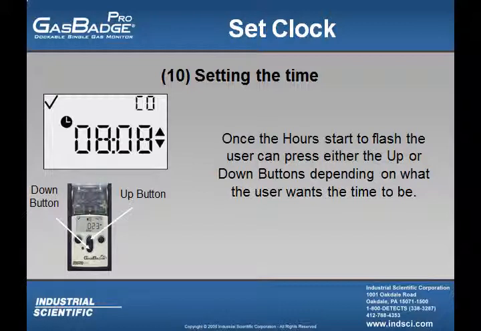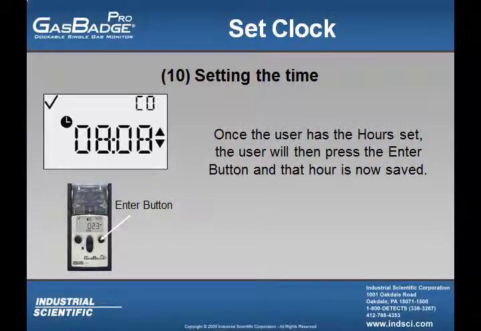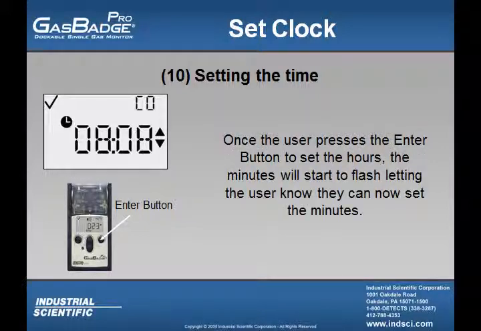Once the hours have started flashing, they can now press either the up or down buttons on what the hour should really be, in a 24-hour format. After the user has the hour set in the instrument, they must press the enter button, and the hours are now saved.